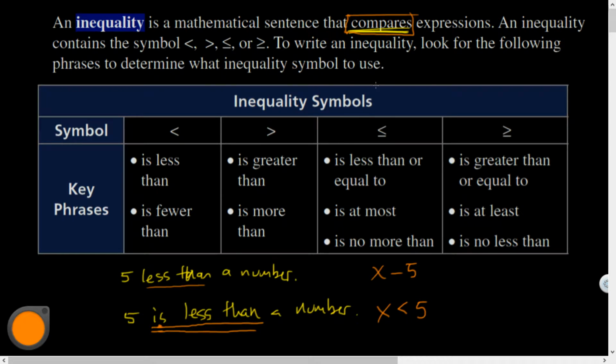Okay, so to write an inequality, you're going to use one of these symbols and be aware of these phrases. If I have is fewer than, is less than, I'm going to use the less than symbol. Is greater than or is more than, or you could even add at least. If I say the amount of money I spend at Burger King is at least $3, I'm referring to a greater than situation.